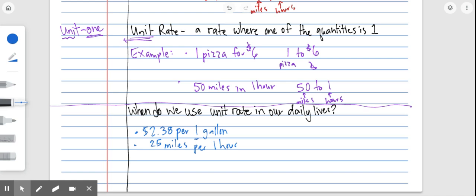That second one was an example of a speed limit sign, right? There are speed limits in town that say 25 miles per hour. Okay, when else do we use it?